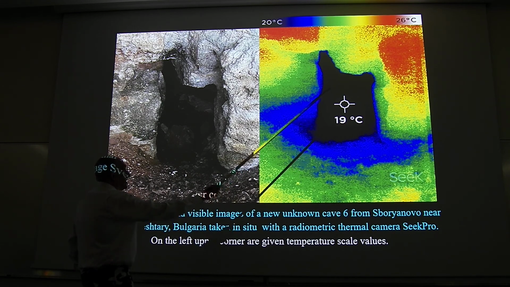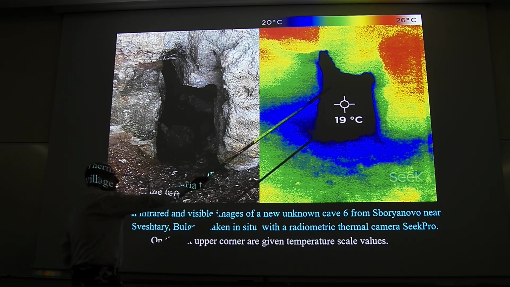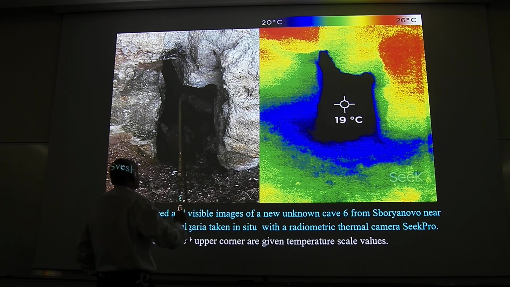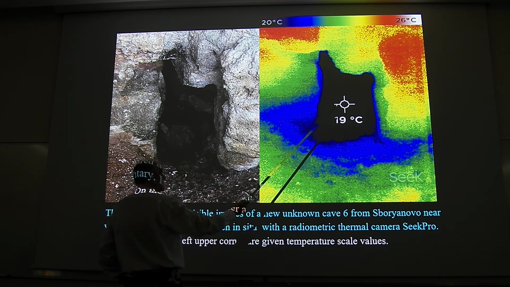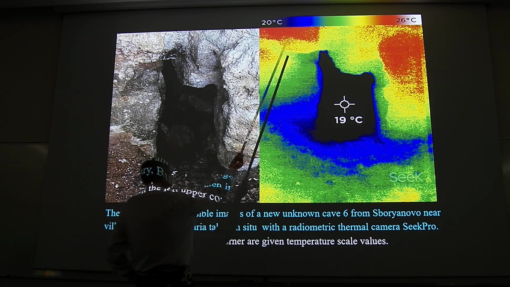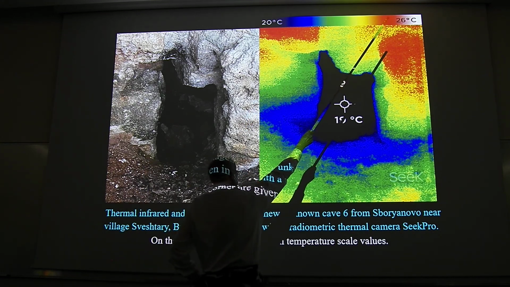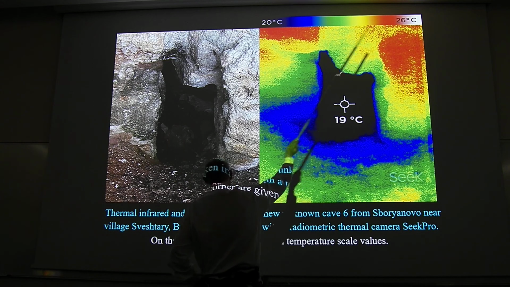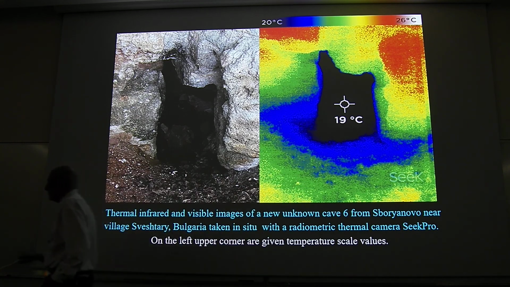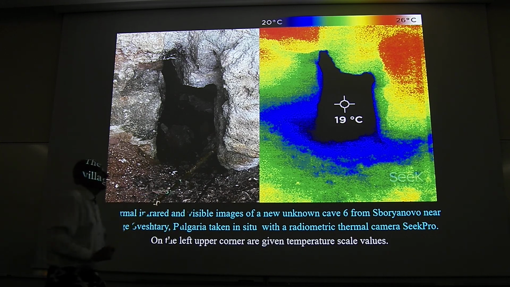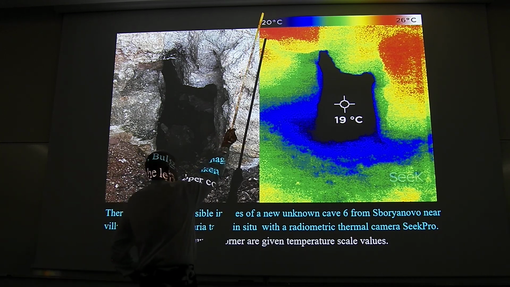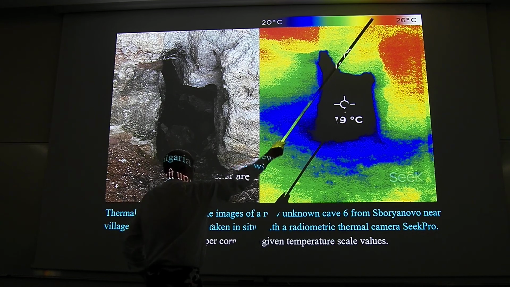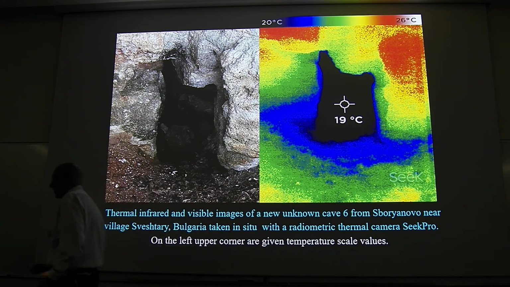This is a picture from another thermal camera, which is a radiometric thermal camera, and it gives you the temperature. Here in the cave entrance we have 19 degrees Celsius. Outside the temperature was above 30 degrees, but in this picture the hottest temperature is 26 degrees. Yes, this is a real temperature scale.